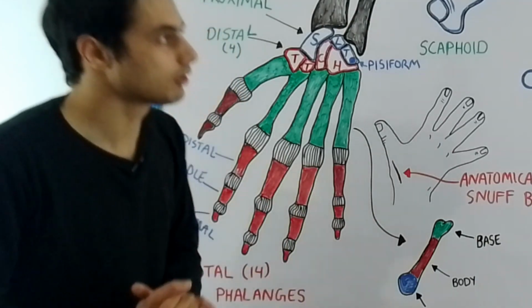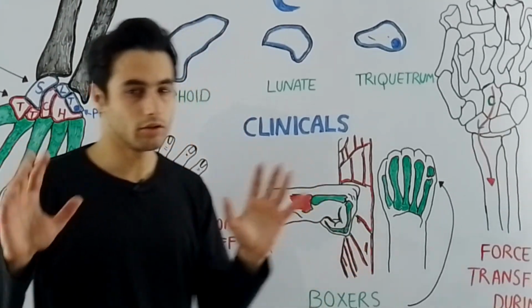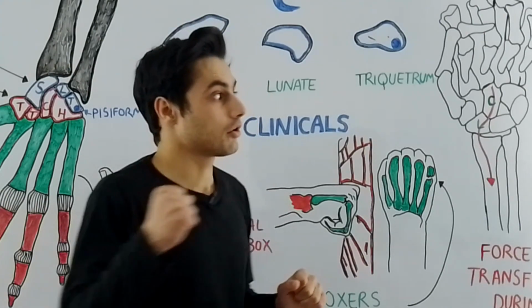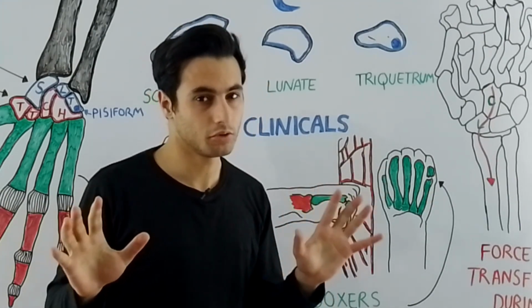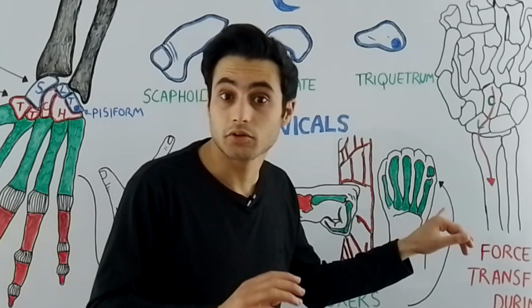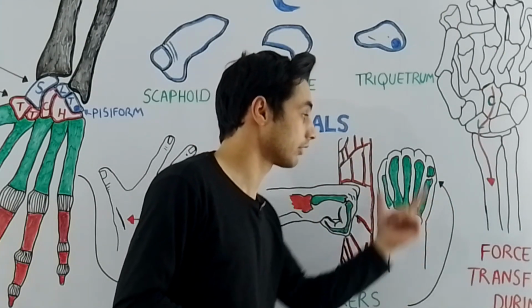Now let's talk about some clinicals of the metacarpal bones. Imagine your girlfriend left you and you're very angry. You punch on the wall. Obviously not a good way to release your anger, but anyway, the bone is fractured at the neck of the 4th and 5th metacarpal. Have a look at this diagram.